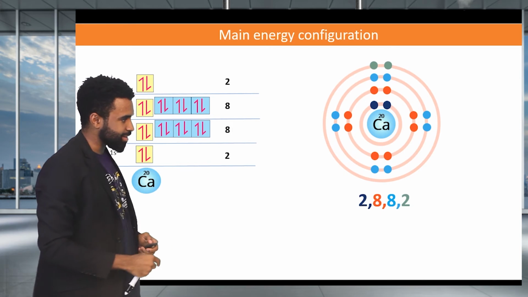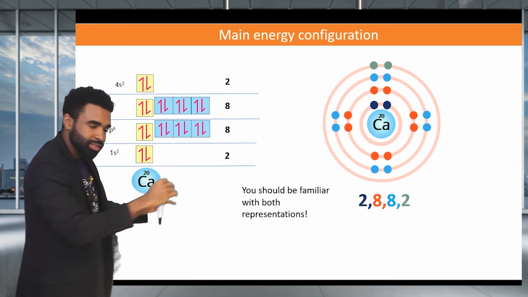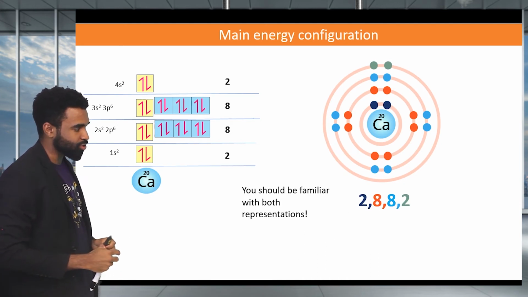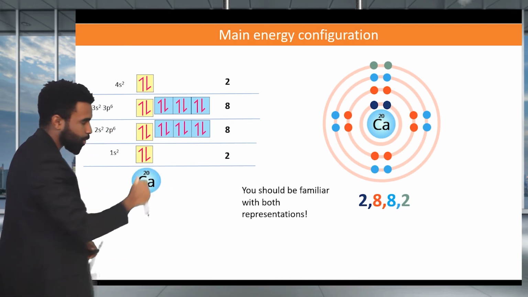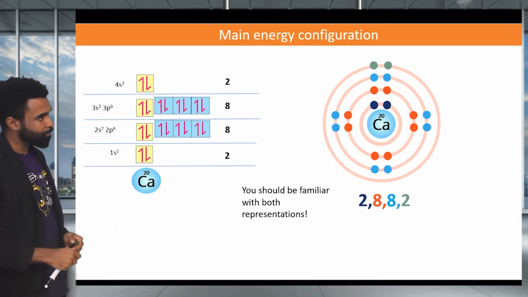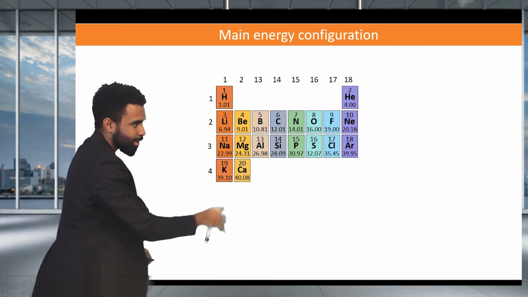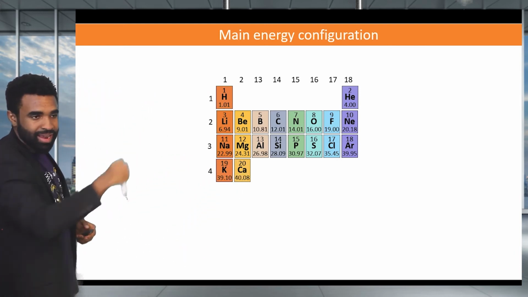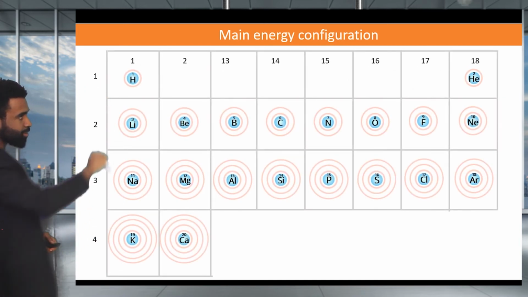Okay, so 2, 8, 8, 2. I want you to be fluent with these two ways of representing electronic configurations: the simple main shell one, and the full one with the sublevels and the orbitals. So what are we going to do now? We're going to take the first 20 elements and show the main energy configurations of these first 20. So first we put down just the shells.